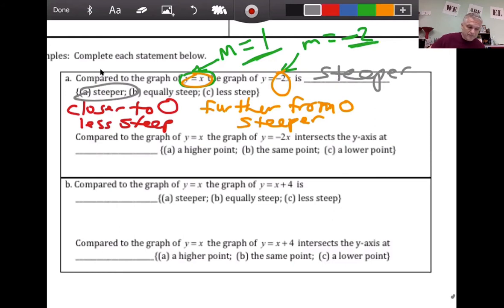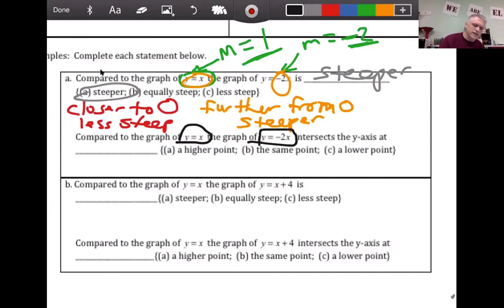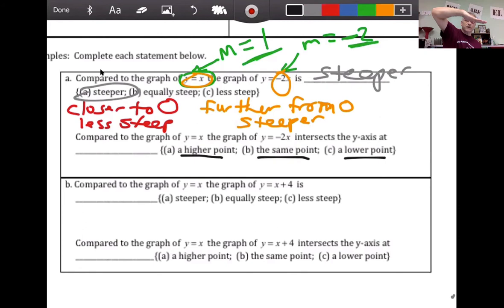Part 2 of question A. Compared to the graph, again, of y equals x, which is our parent function. So compared to this one, the graph of y equals -2x intersects the y-axis at either a higher point, a lower point, or the same point. So remember, first thing you ask yourself, am I talking about slope or y-intercept? Well, if I push the y-intercept up, I'm going to raise my line up to higher points. If I push my y-intercept down, I'm going to be using lower points. And if my y-intercept is the same, then it's going to stay with the same point. So we are looking at y-intercepts.